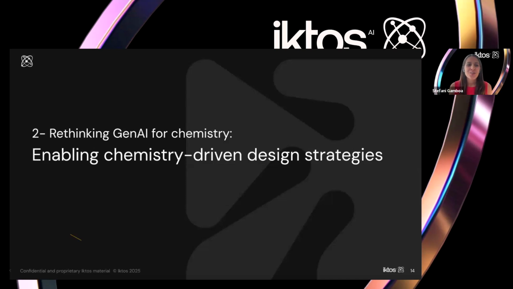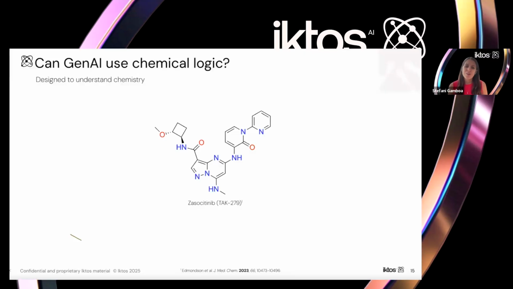Yes, thank you, Quentin. So now that Quentin already presented the issues and the problems that we are facing in the industry for the early stages of drug discovery, now I would like to talk a bit more about how we rethink GenAI for chemistry, and more specifically, how we enable chemistry-driven design strategies using our platform. So unlike any other typical GenAI models that just generate SMILES or optimize black box scores, our GenAI is built to use chemical logic. So it understands structures, reactivity, and constraints at the building block level.